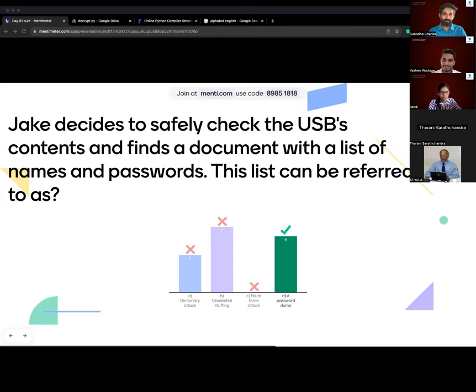Yeah, just to add on, so the answers here: a password dump is a collection of usernames and passwords. And here, a dictionary attack is an attack we do to get some passwords. So clearly, we can see it's the attack we are doing to get the password, while the password dump is a collection of usernames and passwords.